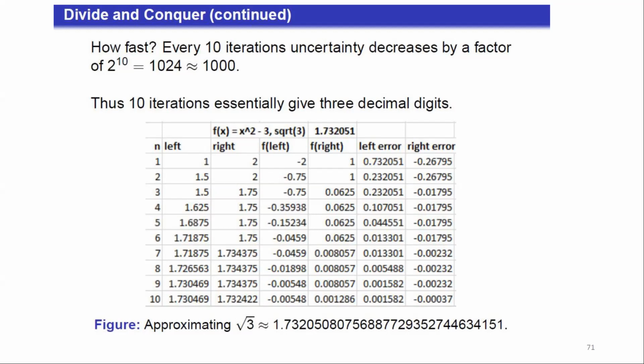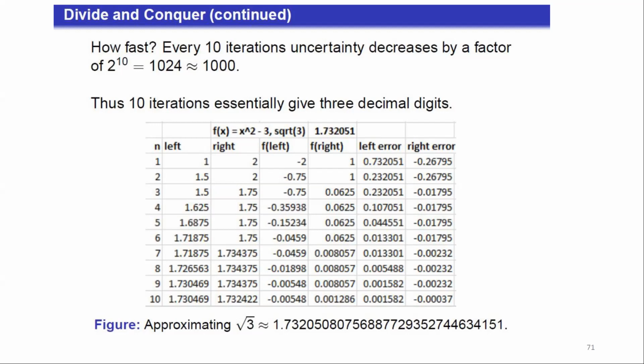So here's the question: how quickly does this work? Do you agree that every time we do this, we halve the interval we're looking at? We start with the interval 1 to 2, which is of size 1, then 1.5 to 2, which is of size 1/2, then 1.5 to 1 3/4, which is of size 1/4. So if we do it 10 times, we're going to have a factor of 1/2 to the 10. What is 2 to the 10? It's 1024. And 1024 is approximately 1,000.